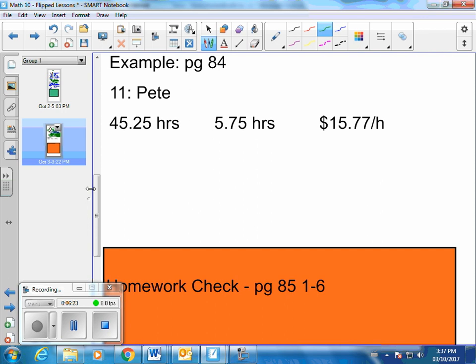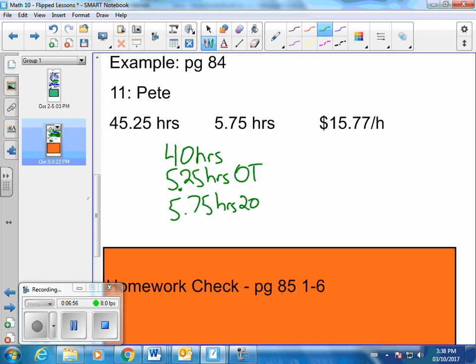All right, so we know that he is working 40 hours of regular time. He's working 5.25 hours of overtime. We know this because he's working 45.25 hours during the week. So we minus 40 regular hours. We're left over with 5.25 hours. And he also has 5.75 hours of double overtime.